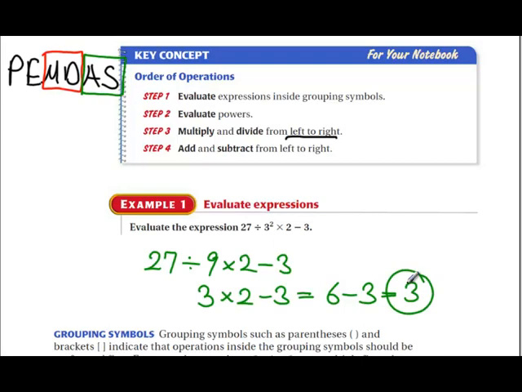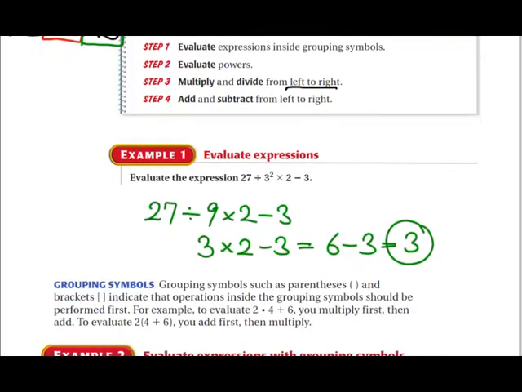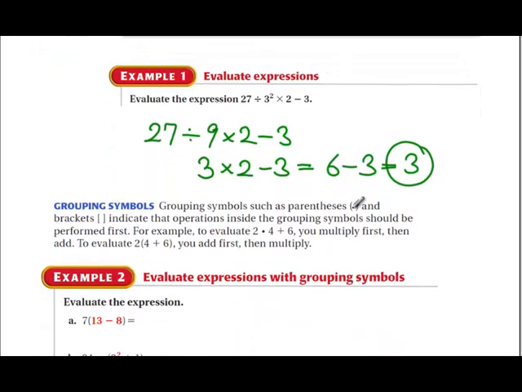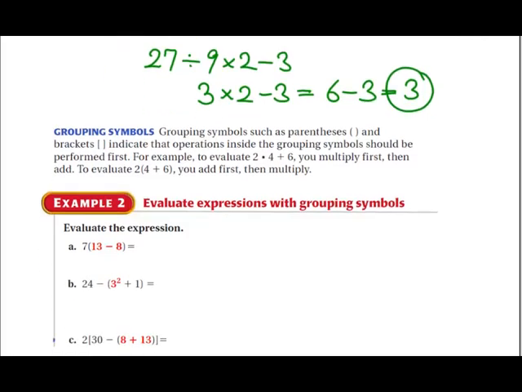Next thing is about grouping symbols. We can have two different grouping symbols. One is parentheses, the second one brackets. They both indicate that operations inside the grouping symbols should be performed first. For example, to evaluate 2 times 4 plus 6, you multiply first, then add. To evaluate 2 times (4 plus 6), you add first, then multiply. To perform this, we have to add 4 and 6 first, then multiply by 2.